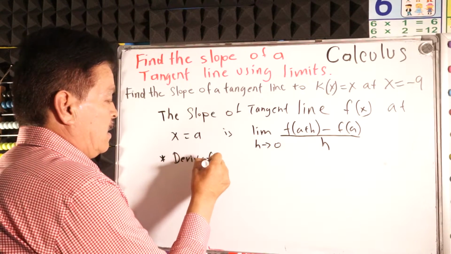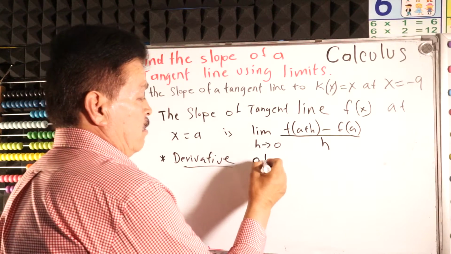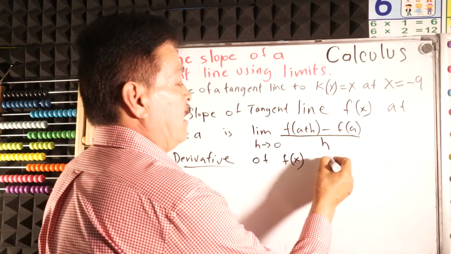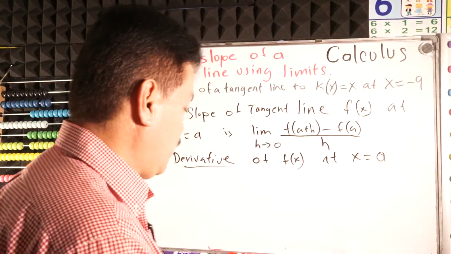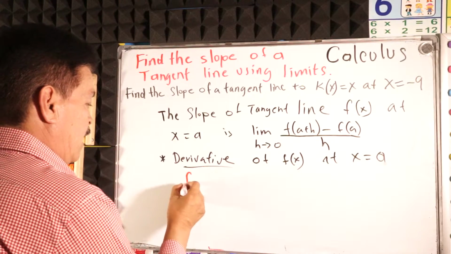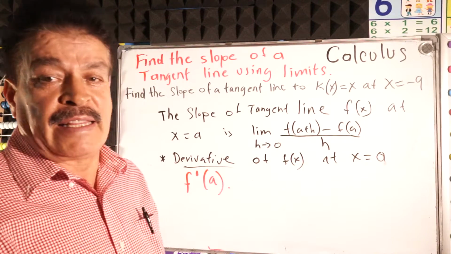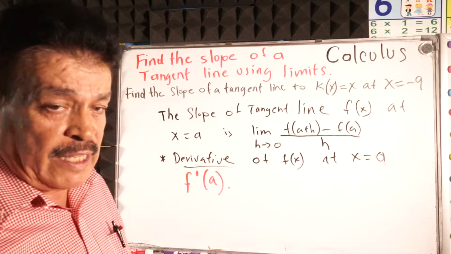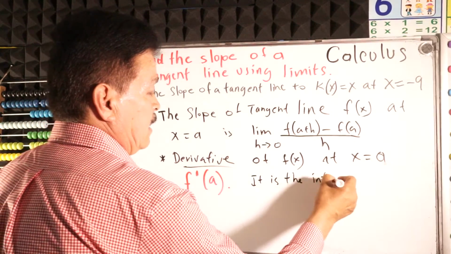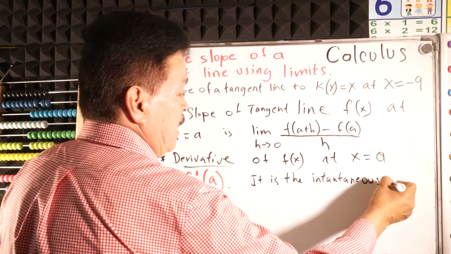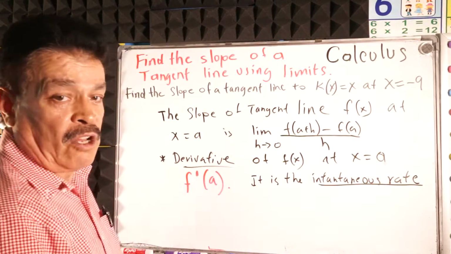The derivative of f of x at x equals a is very important, and it is written as f prime of a. It is the instantaneous rate of change.